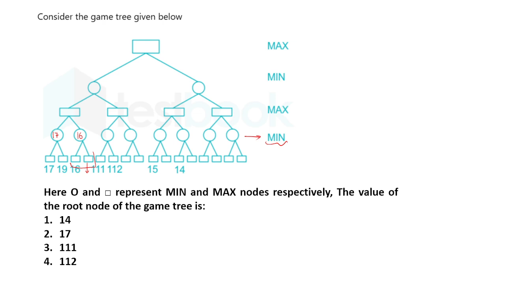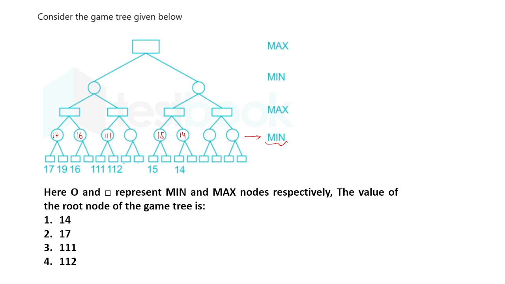In the next part, you can see we have two values, 111 and 112. We have to write the minimum value, so that is 111. These two rectangles have no value, so keep them blank as they are. Next we have these two nodes, but only one value is given here, that is 15. In the next phase we have only one value, that is 14. I hope everything is clear till now.